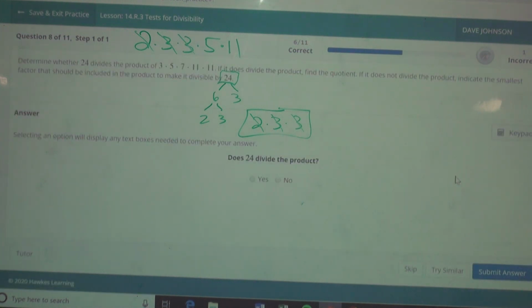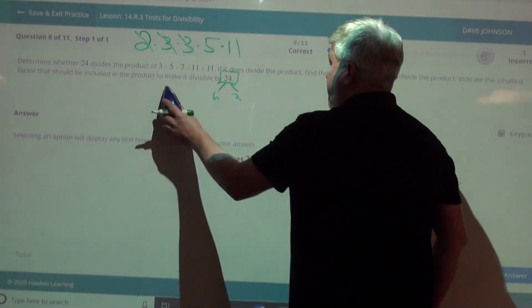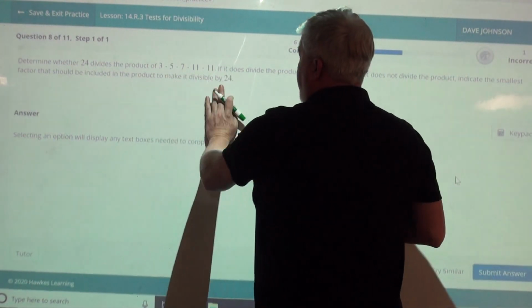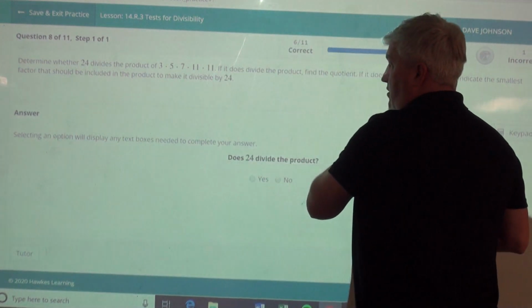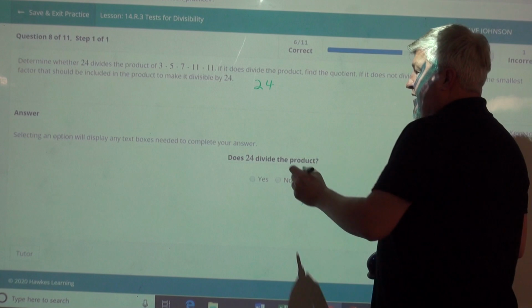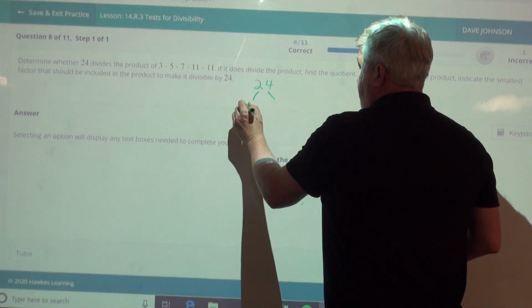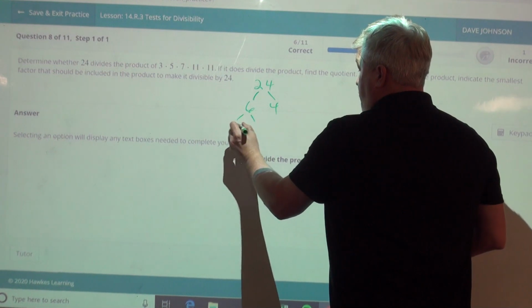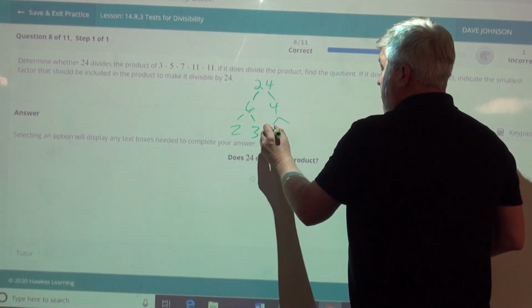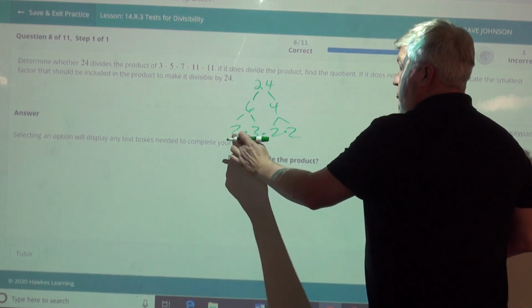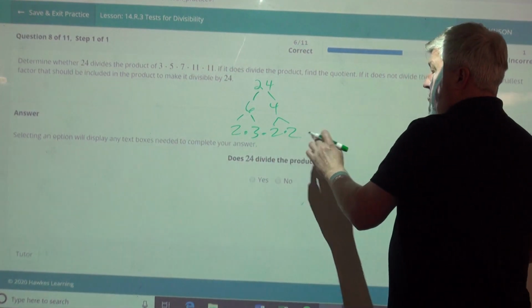All right, factor trees, that's what we need to do. I should have said that earlier. Here we go. Factor tree, is this number divisible by 24? 24, just think of the first two things that come to mind that multiply together to give you 24. I'm going to say 6 and 4. 6 is 2 and 3. 4 is 2 and 2. So here's my factor tree for 24. 2 times 3 times 2 times 2.